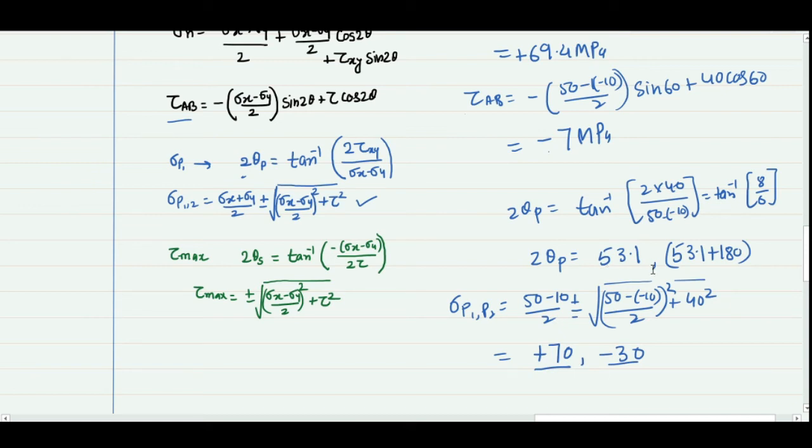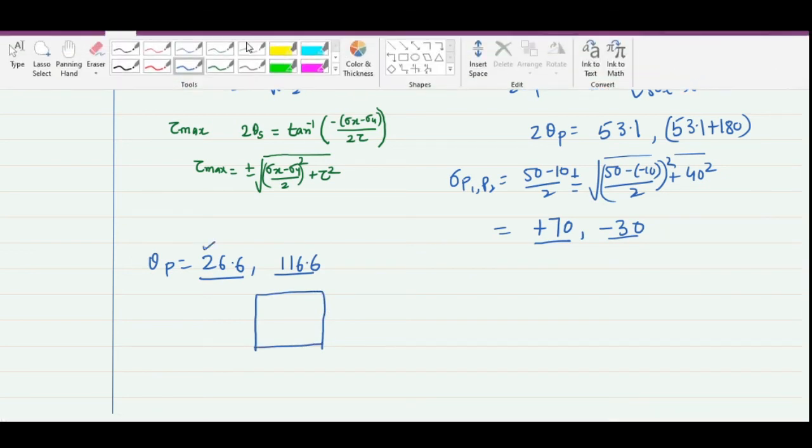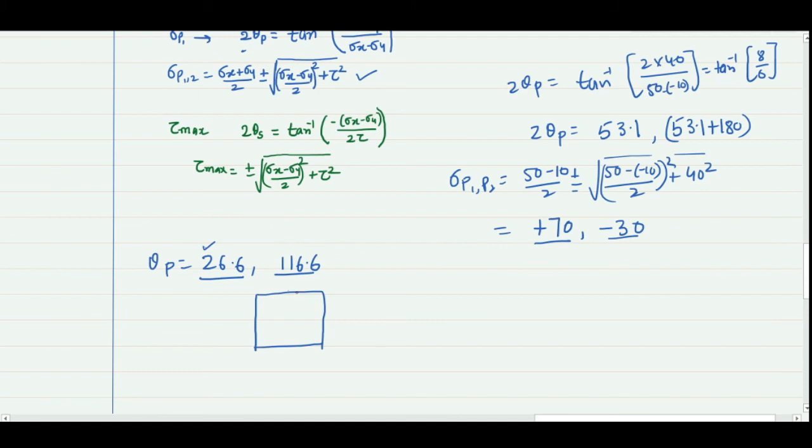When I represent these values on my diagram, theta p is one half of this value, so that will be 26.6, and the second one will be half of this value, so 90 plus 26.6, that will become 116.6 degrees. So these two are the positions of my principal planes. Let's see how we represent these two planes. This is 26.6, and we measure the angle in the counterclockwise direction. So this would be my first plane, having an angle of 26.6 degrees.